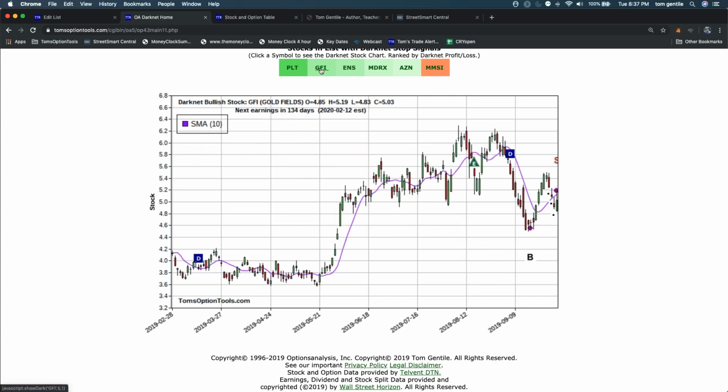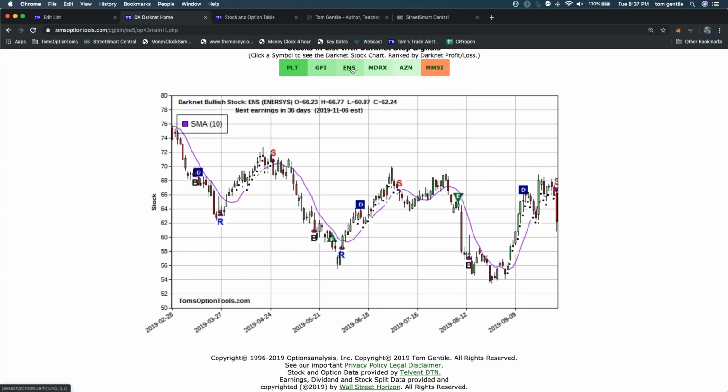GFI, this is Goldfields. Goldfields had a buy. Notice that we had that pullback. We came back into the pullback area here. This was a $4.60 stock. Sometimes trading cheap stocks is plenty. You know, when you've got something that's this cheap, buy at 4.60. The sell came around $5.20, between 5 and 5.20.